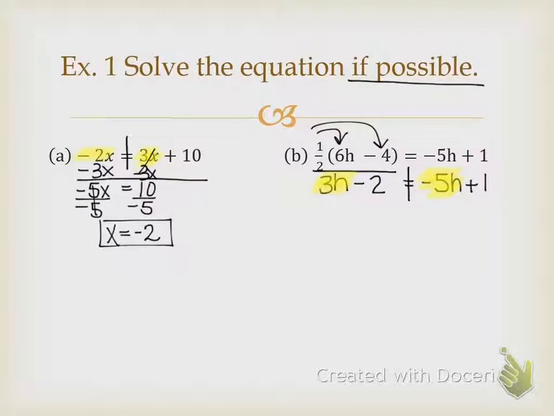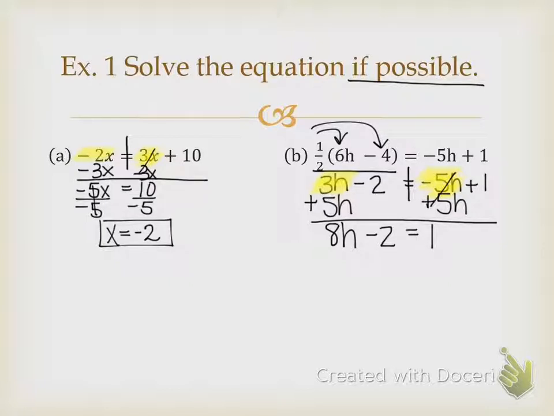How? We're going to add 5h. Now, why am I adding 5h to 3h and not the negative 2? Because they're not the same. They are not like terms. Very good. So 3h plus 5h is 8h. We bring down what we have not used. Negative 2 equals 1. All right, what would be the next step?